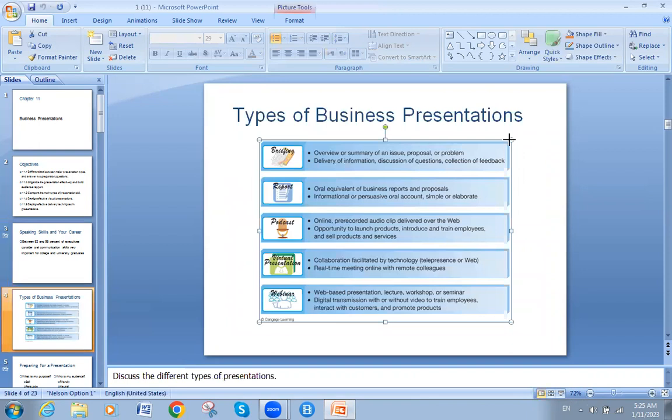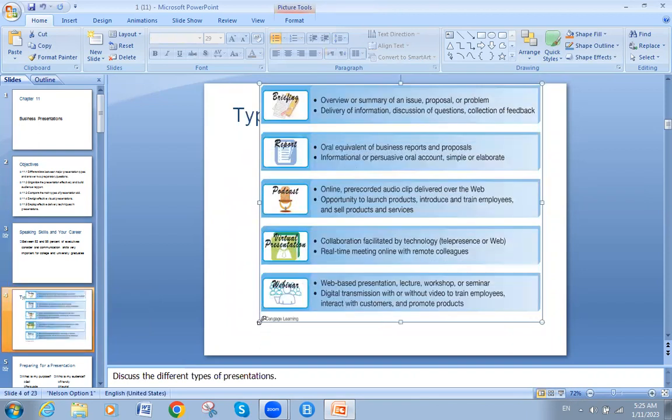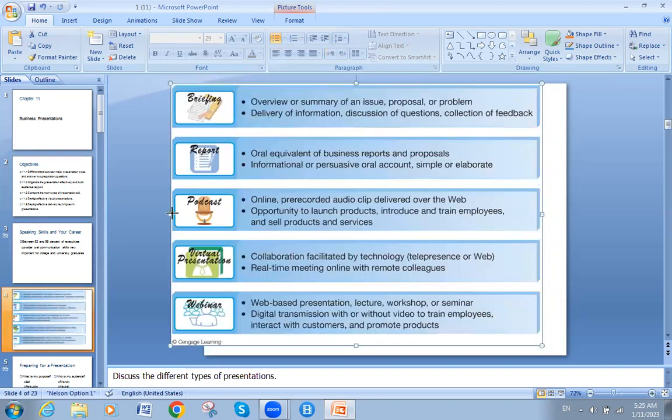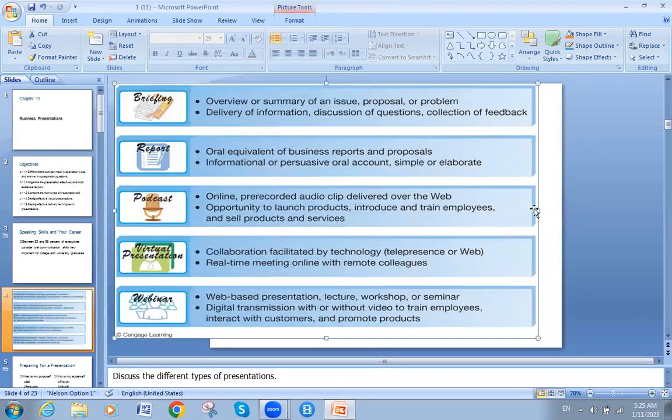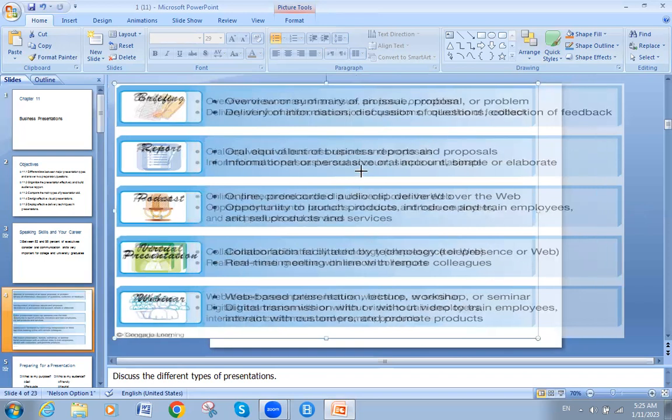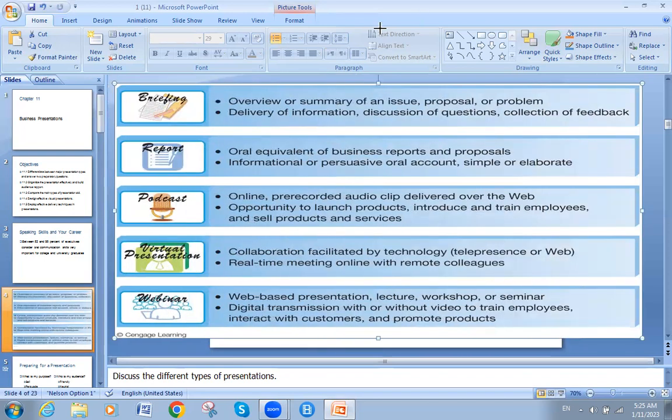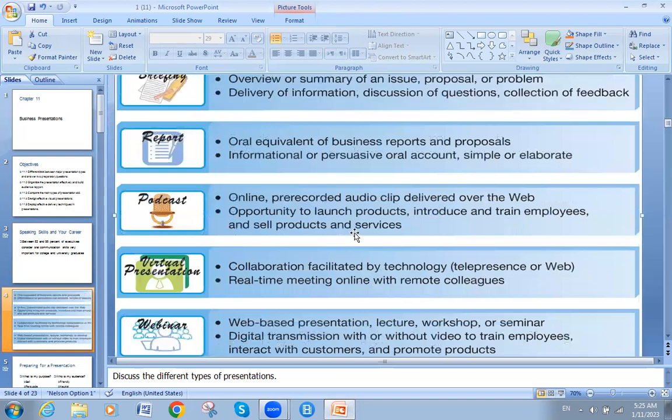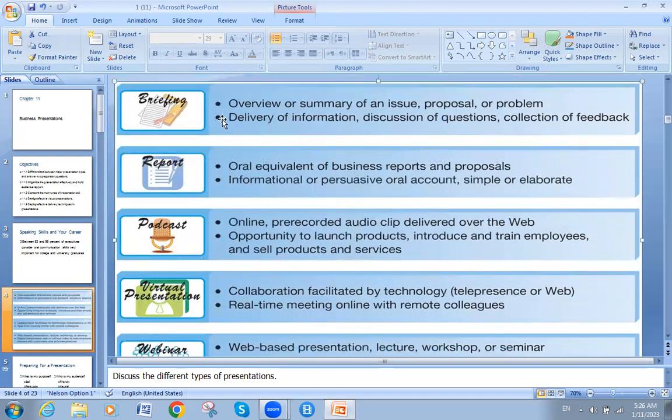Types of business presentation. This is the first slide, which is very important for us as academic people. I will enlarge it so it will be very clear for you. Those are the types of business presentation which we care about. First, an overview or a summary of an issue, proposal, or a problem.